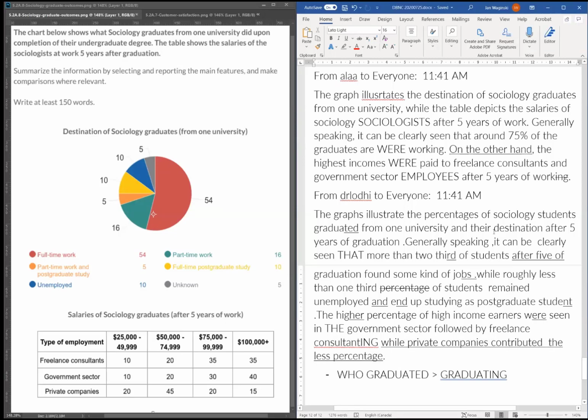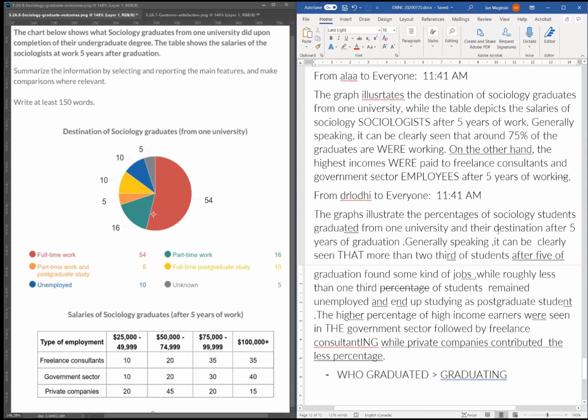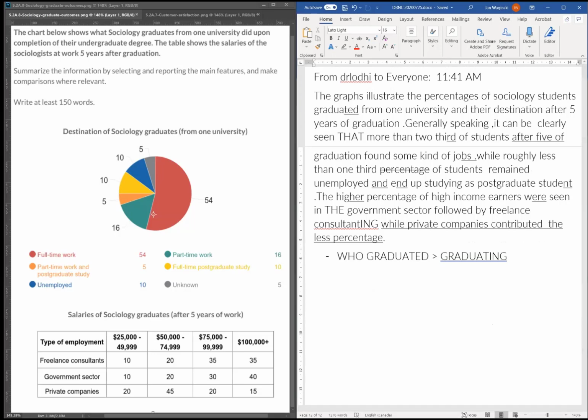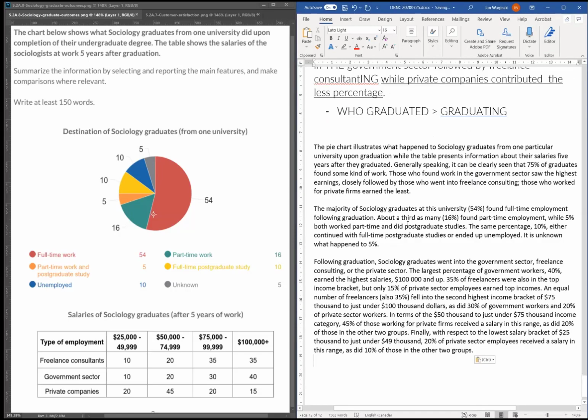The highest percentage of high income earners was seen in the government sector, followed by freelance consulting, while those in private companies earned the least. The least. Okay, and I wrote this one just right now. Let me quickly go through it with you. Let's see if there's any mistakes. Let me blow it up a little bit.